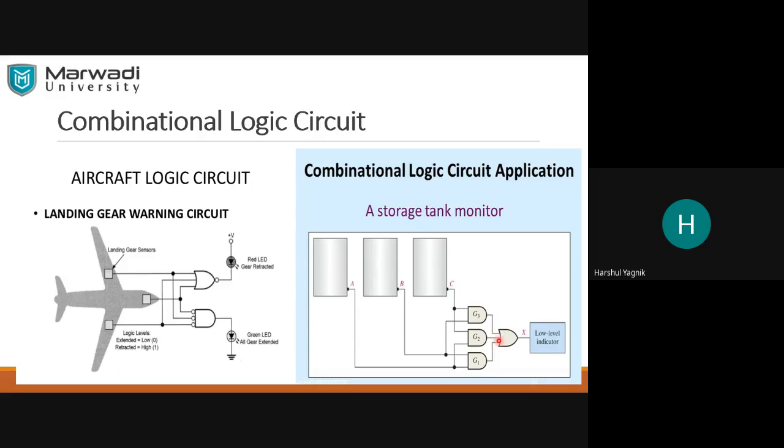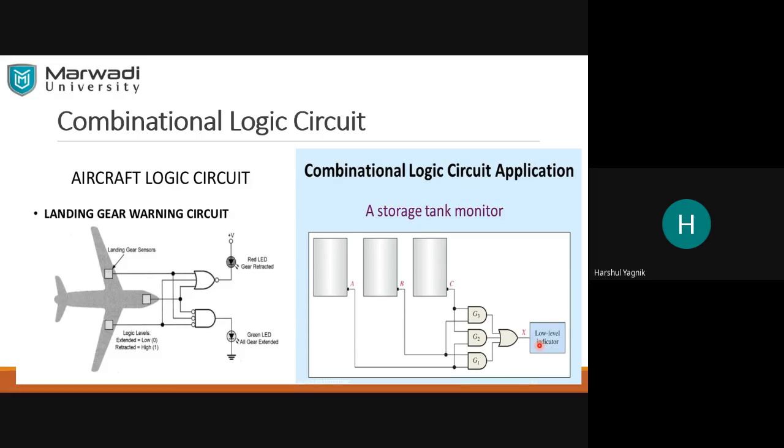And here we have used an OR gate, a 3 input OR gate. What it will do is, if any of these is logic 1, then the output will be logic 1. So it will give an indicator. We can put an LED over here. That will indicate 2 out of 3 tanks are empty.